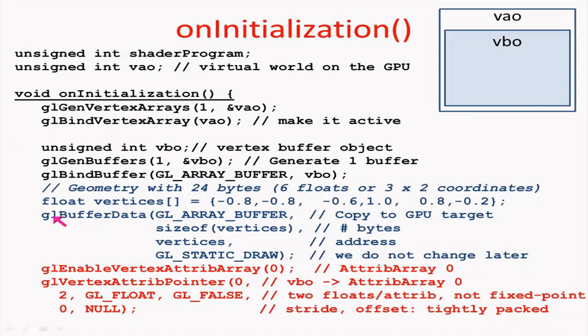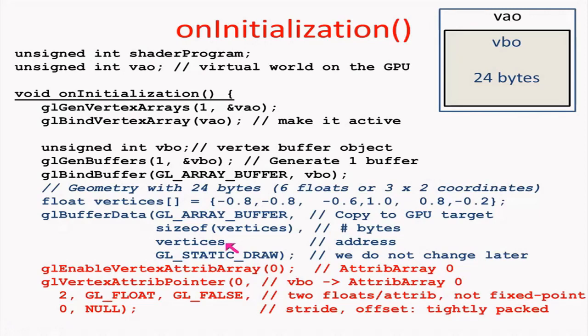With glBufferData, the 24 bytes are copied to the GPU. With the last parameter of glBufferData, we can specify which type of GPU memory should be used. We say here that 24 bytes will be copied, and we also specify the starting address for the copying operation.